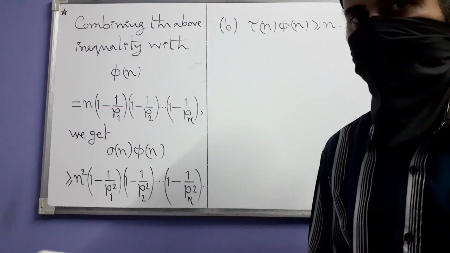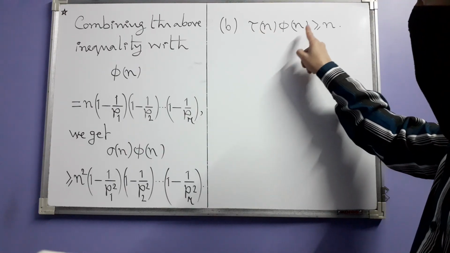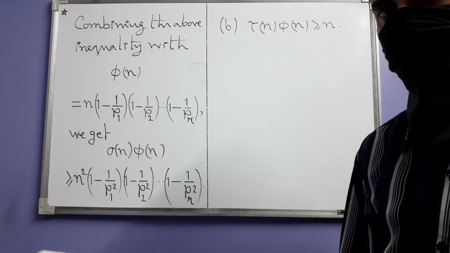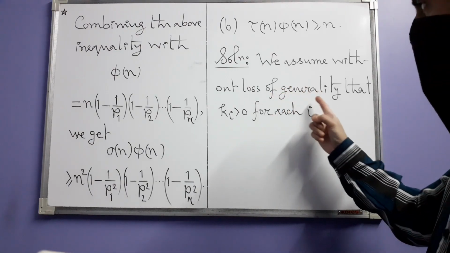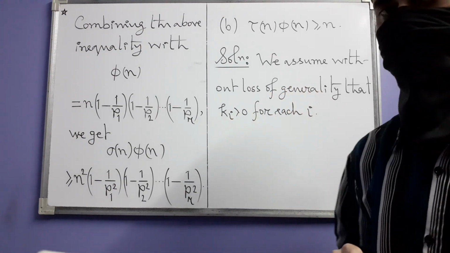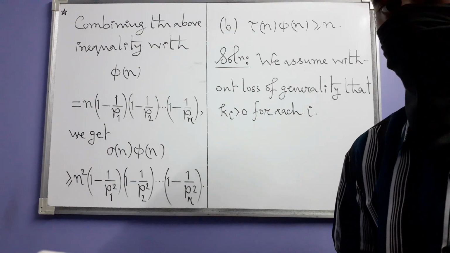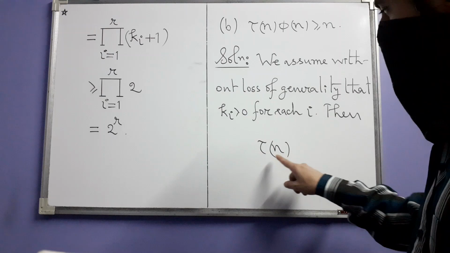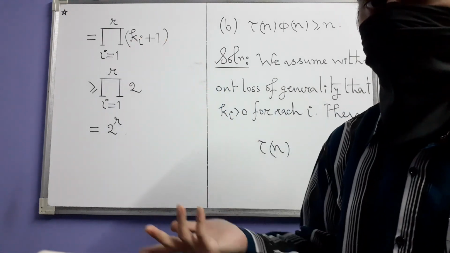And next we have part B, where we have to prove that tau of n times phi of n is greater than or equal to n. We start the solution like this. We assume without loss of generality that each exponent ki is a positive integer. This we can of course assume. Then we consider tau of n, which we already know is this. It is equal to this.